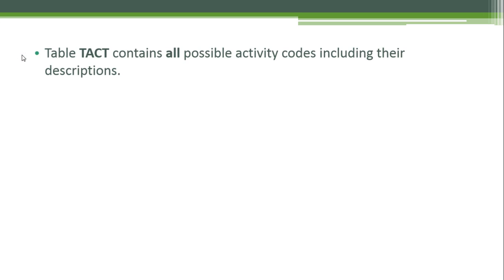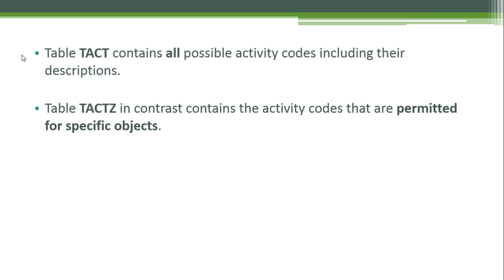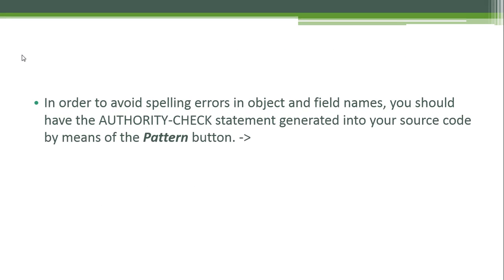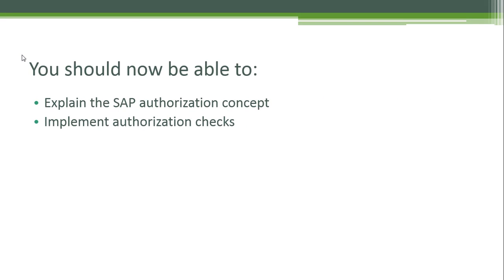Table TACT contains all possible activity codes including their descriptions. Table TACTZ, in contrast, contains the activity codes that are permitted for specific objects. After the authority check statement, you should check the return code sy-subrc and monitor further processing of your program accordingly. In order to avoid spelling errors in object and field names, you should have the authority check statement generated into your source code by means of the pattern button, just like we did in the example. Now you should be able to explain the SAP authorization concept and implement authorization checks.